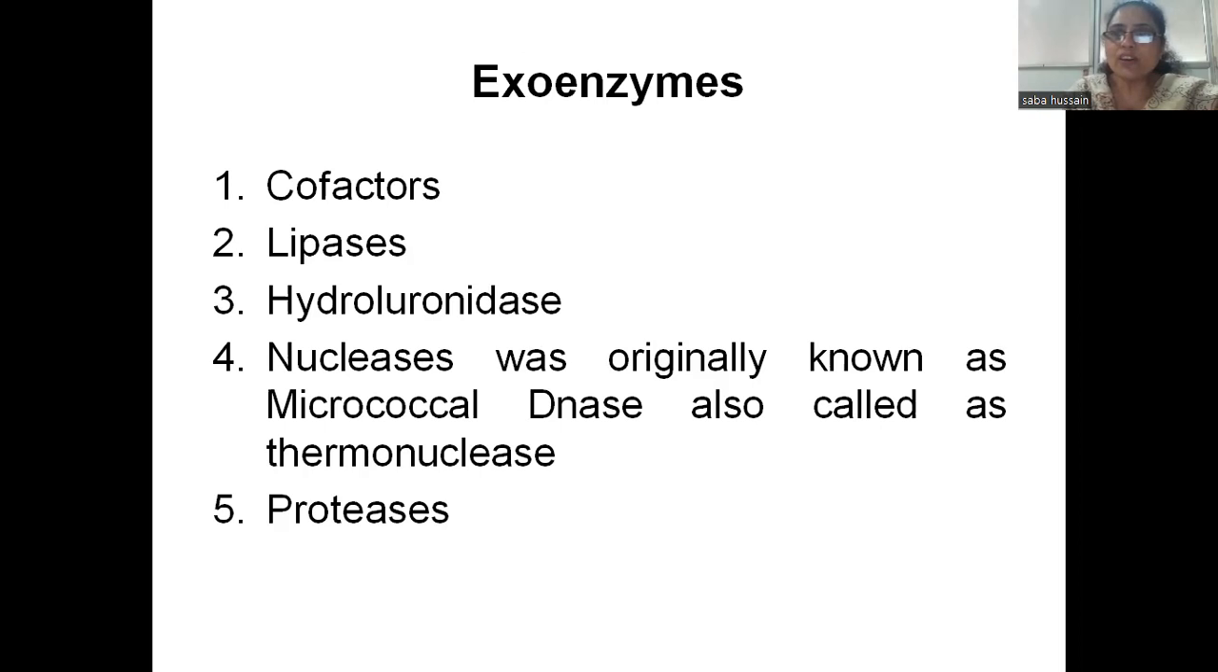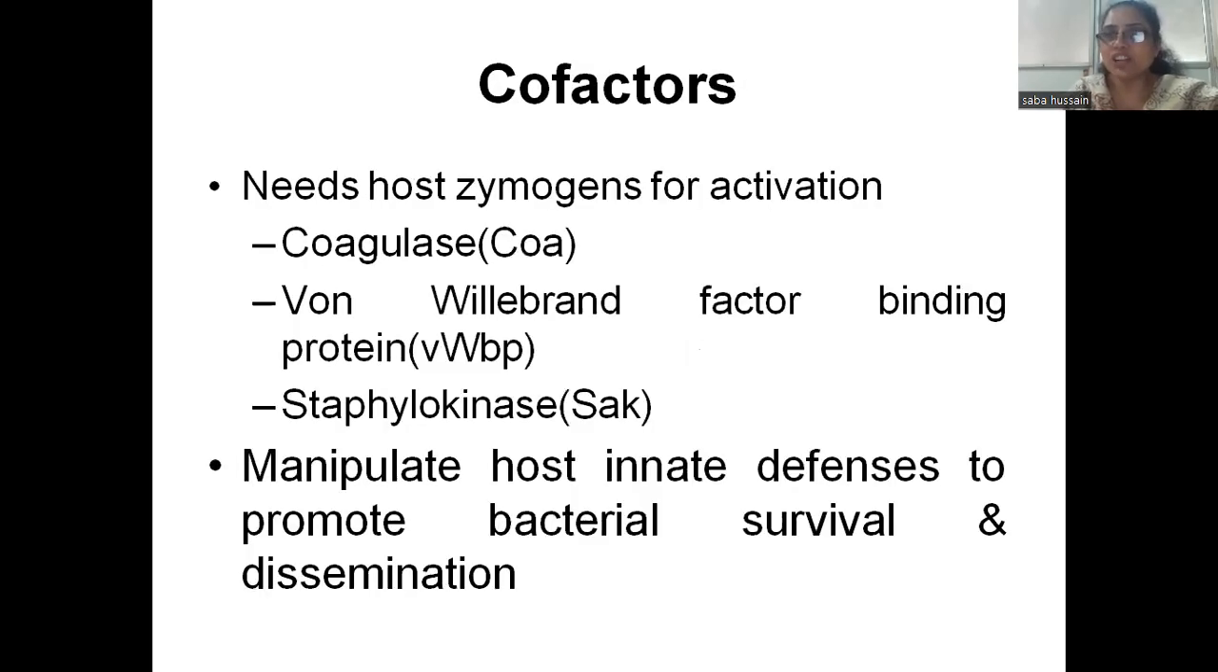So the exoenzymes which this bacteria possesses are coagulase, lipases, hyaluronidase, nucleases, which were originally called micrococcal DNase, and it is also called thermonuclease because it can resist high temperatures, and it also has proteases. So these are the 5 exoenzymes this bacteria has, and let's see one by one what they are doing. So what is coagulase?